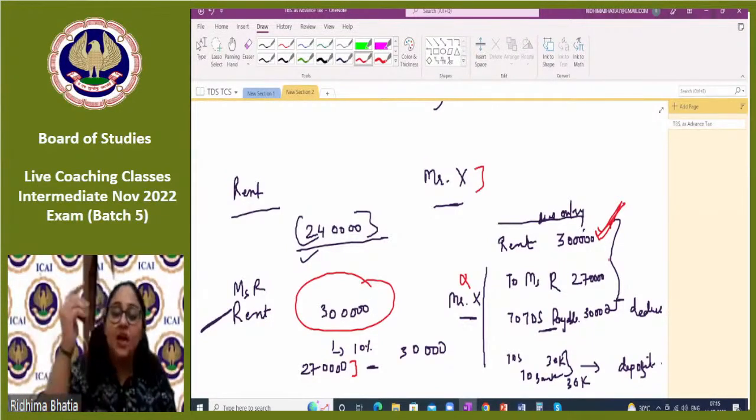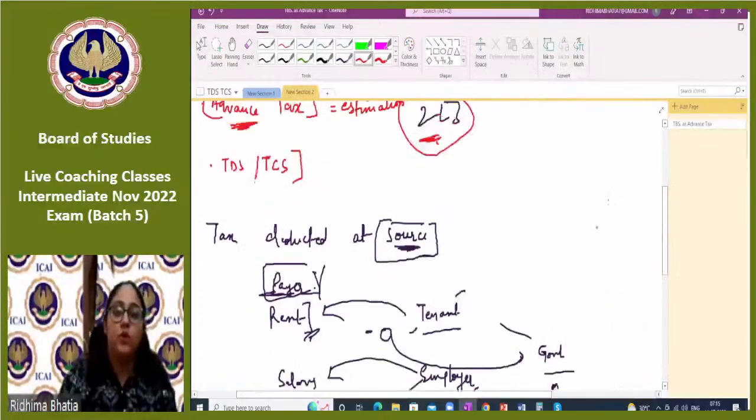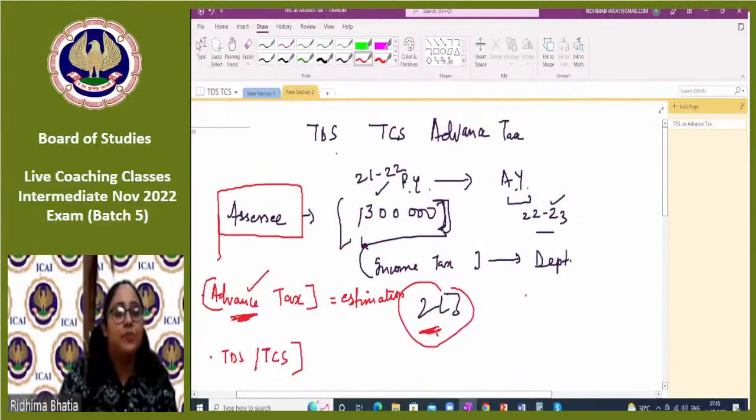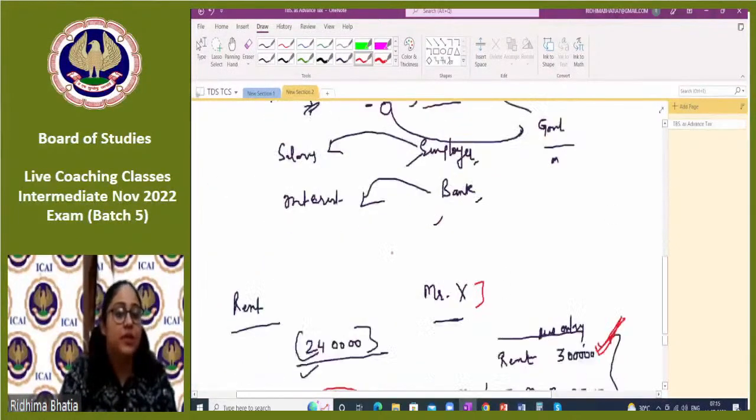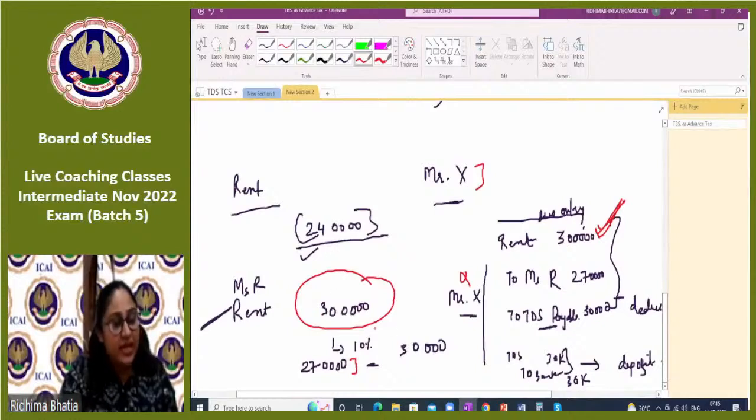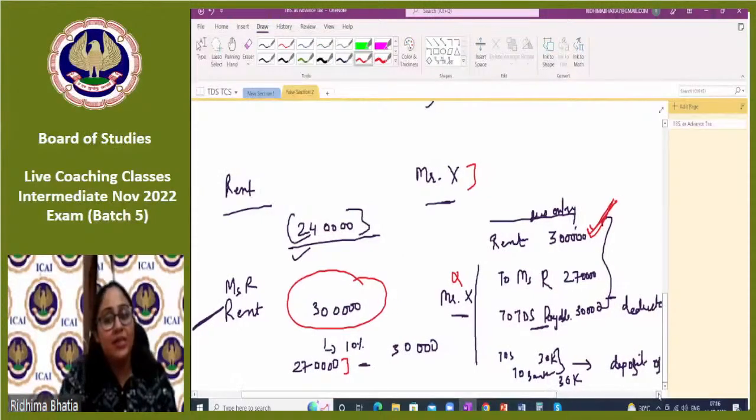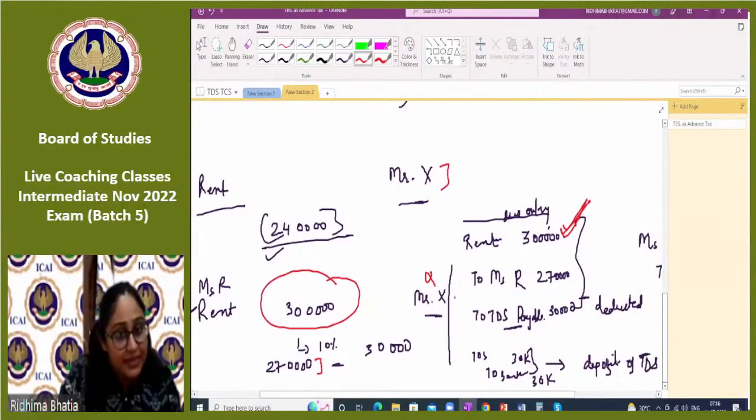So that's why I started with the first story of you earning the income and depositing the tax, which impacts your cash flow, but the income remains the same. Similarly, here also the income is this. The cash flow is 270. The 30 has been deposited on your behalf to the government. Okay? And who deposited it? Mr. X deposited it. Why did he deposit it? Because the compliance is on him. Why is there a compliance on him?